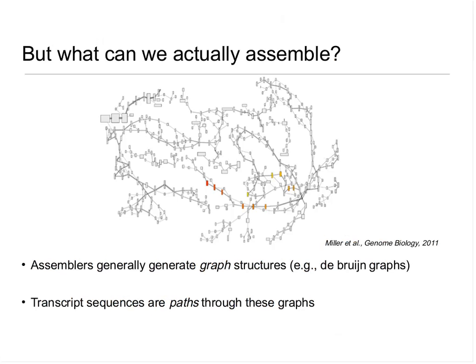Okay, so the last topic I'll talk about is looking at what we can actually assemble from RNA-Seq data, and whether we are really able to look at individual transcripts. Anyone who's familiar with these assemblers knows that underneath they are using large graph structures. Common ones used are the De Bruijn graphs, and the transcript sequences that are output are typically paths through these graphs.